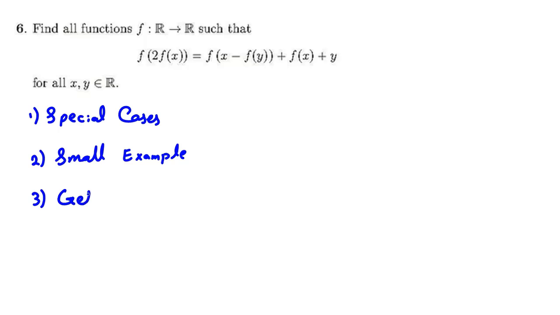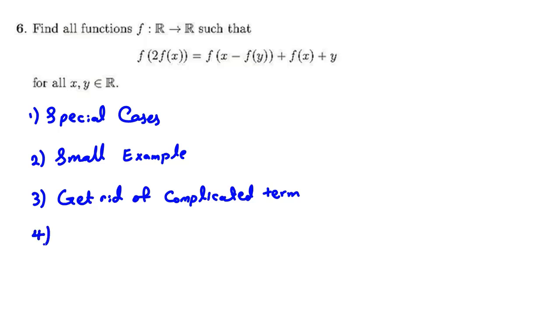Now, third one, get rid of complicated terms. We need that. How? For example, if we want to get rid of this, we change only y, and then this part will be equal, and we can get rid of that if you subtract the equations. I will show you in the rest of the video.